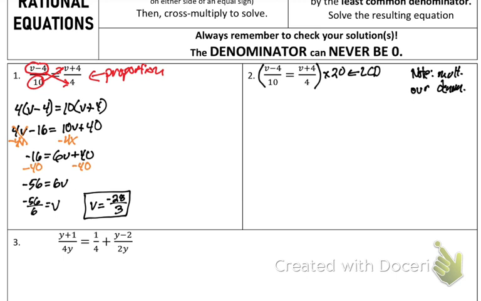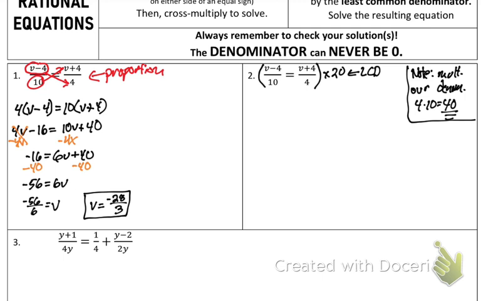In this case, we have a 4 and 10. We could have used 4 times 10, which equals 40. 40 would have worked. It wouldn't be our lowest common denominator, but it would work. It's just one that's bigger, so I can multiply everything by 40 and it would work.